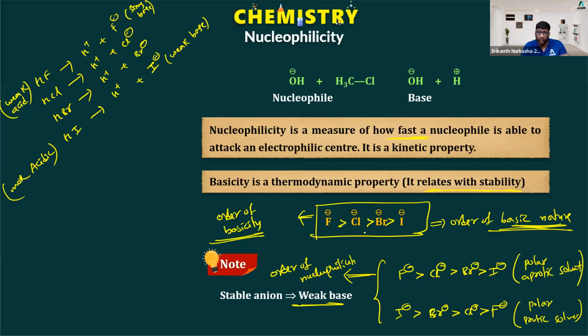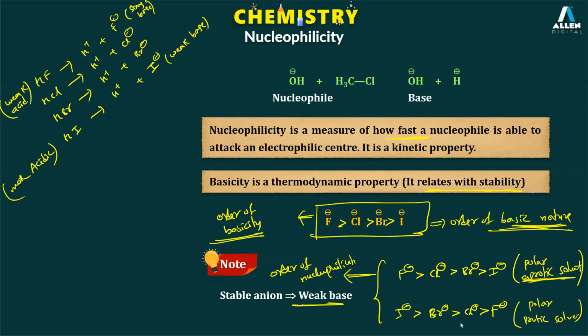Whenever you are looking in a group like fluorine, chlorine, bromine, iodine, they are in a group, right? Whenever you are comparing in a group, the order of nucleophilicity and order of basicity may or may not be the same. That depends upon solvent. If polar aprotic solvent we have taken, they are the same. In polar protic solvent, they are different. But if you consider a period, the order of nucleophilicity and order of basicity are the same. Okay?